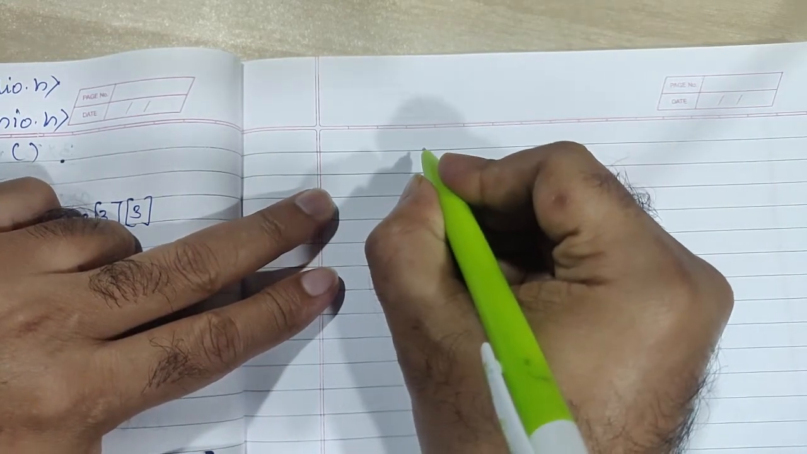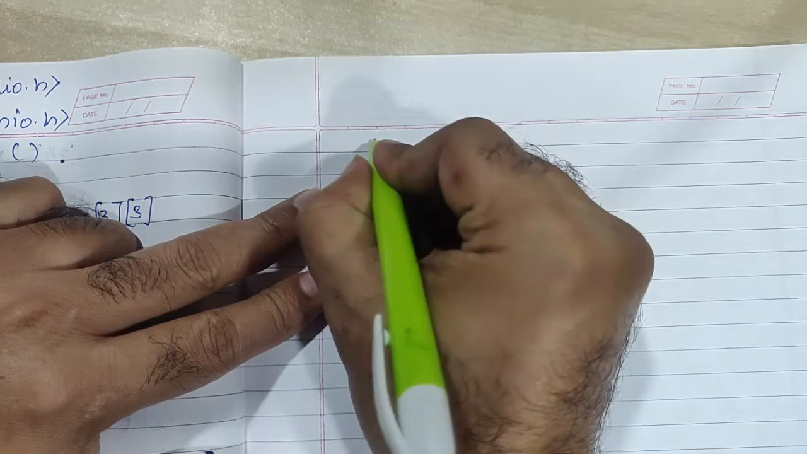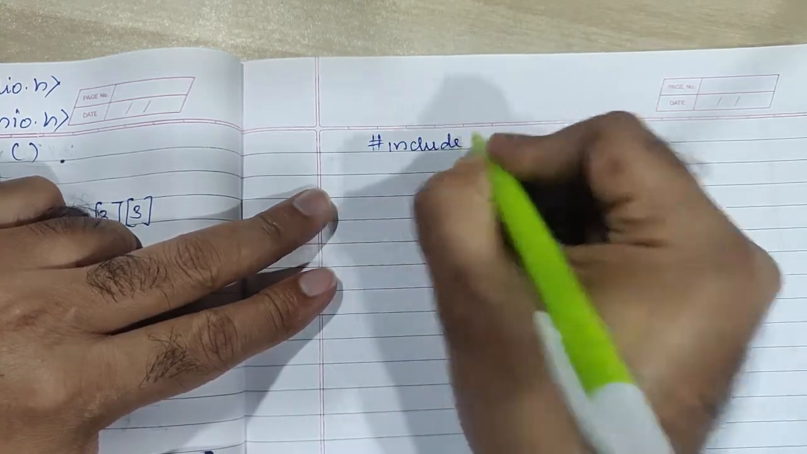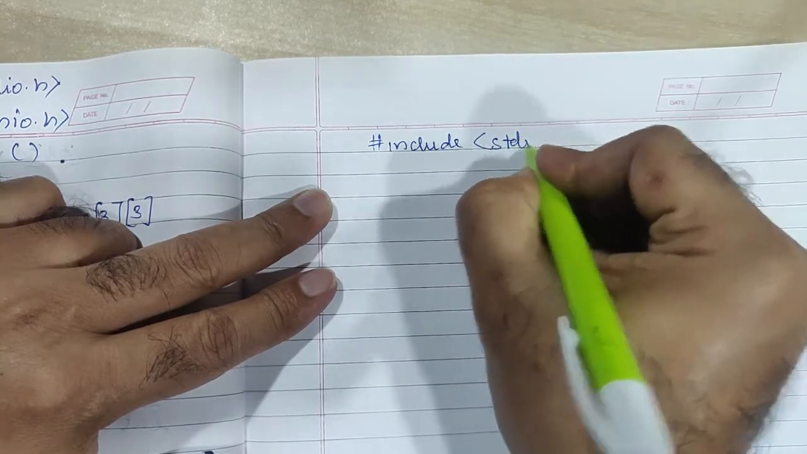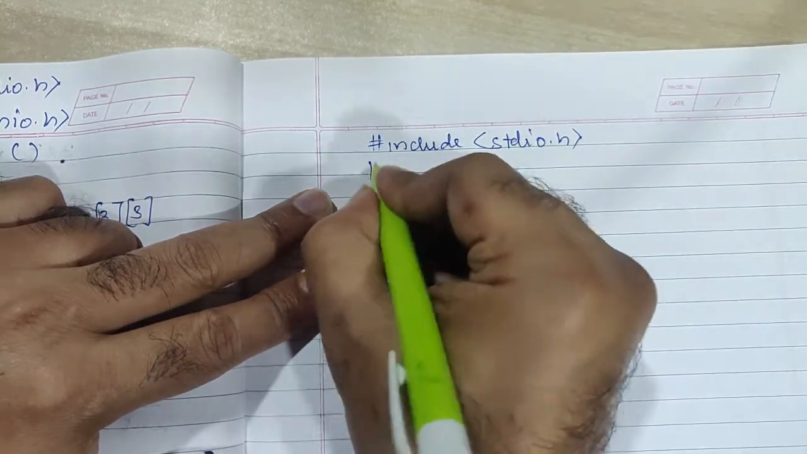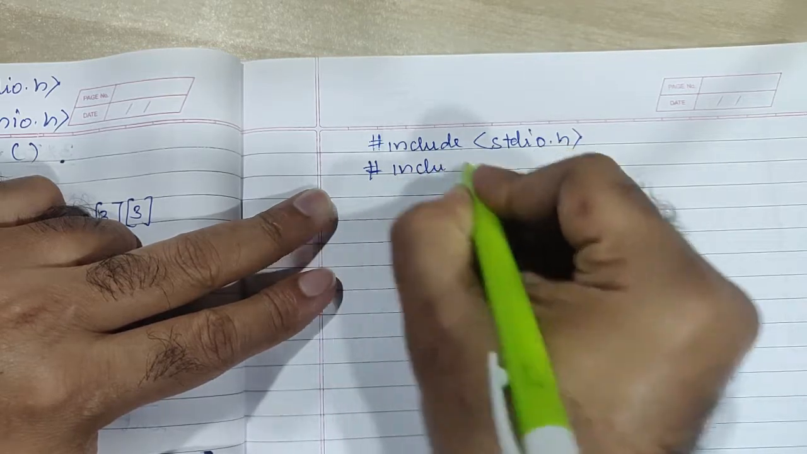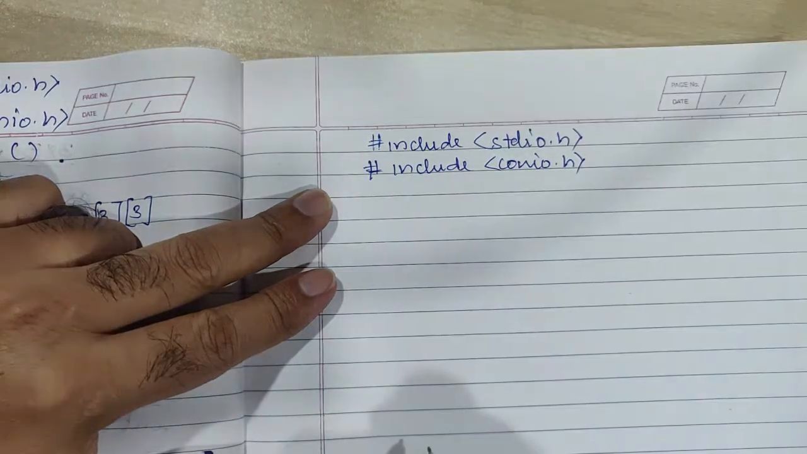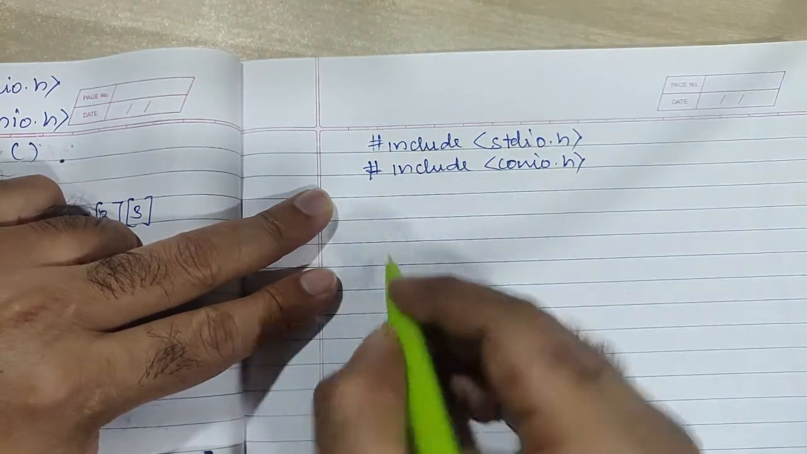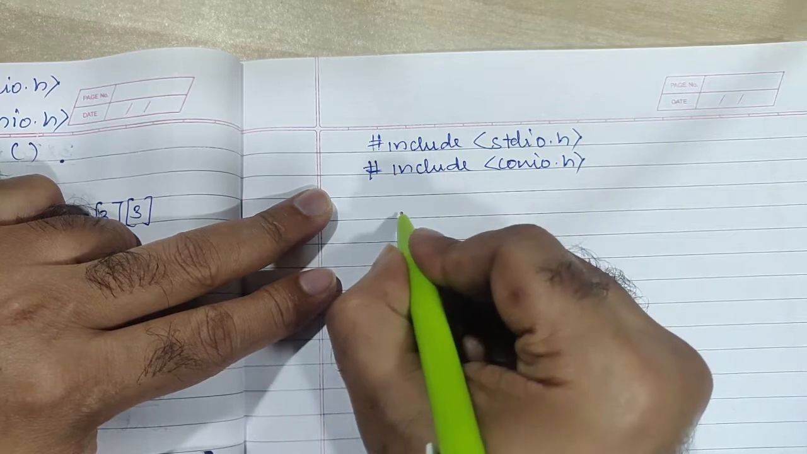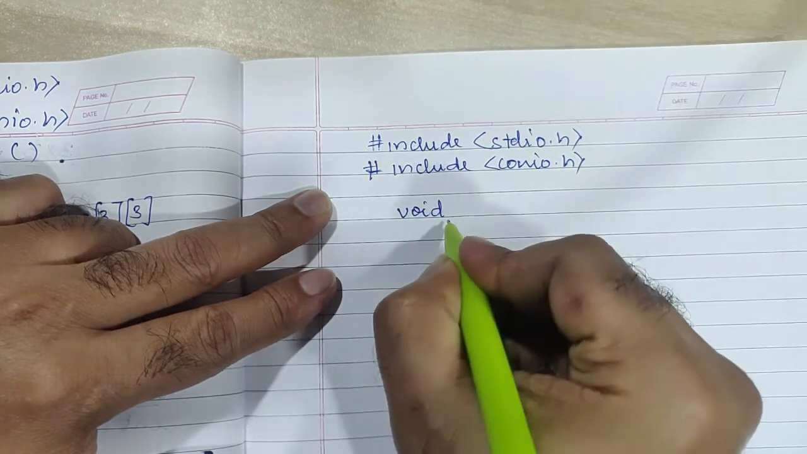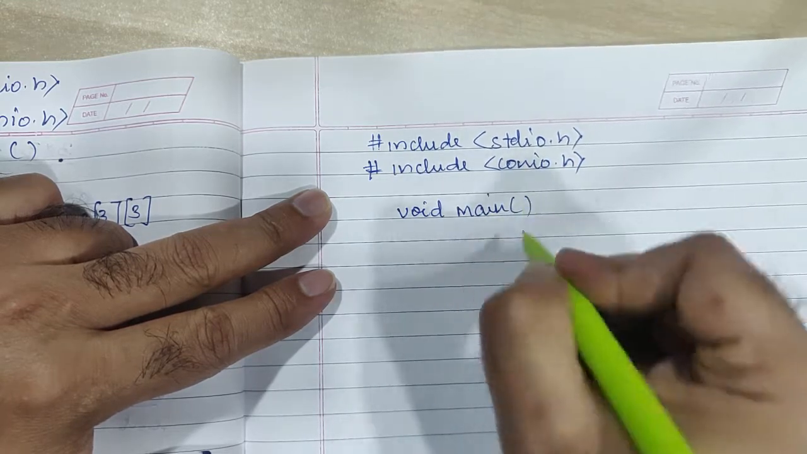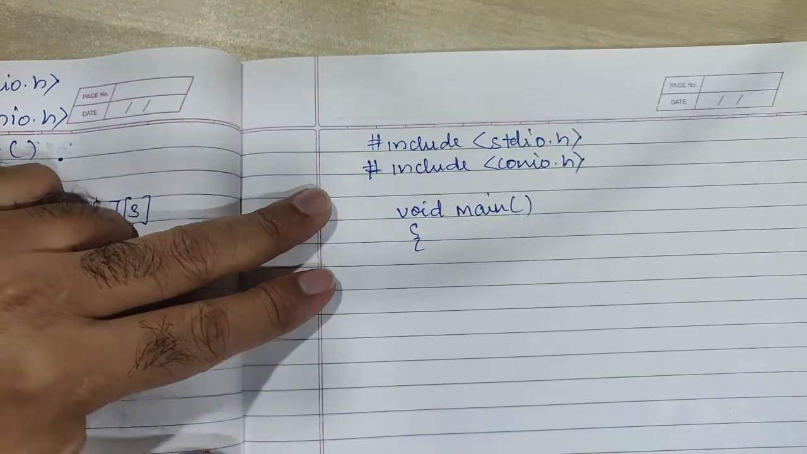First and foremost, we'll be declaring the header files. So #include <stdio.h>, #include <conio.h>. Well, having declared the header files, now we'll start with the definition of main. Since we are not going to return anything from main, I have mentioned it as void main. And then the curly brace.